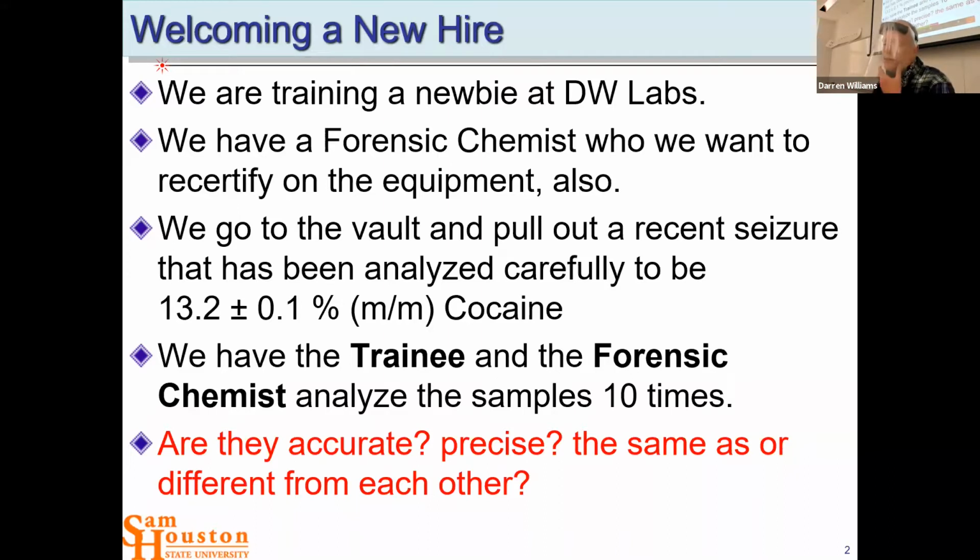Now, we're doing this because we want to know, is each person accurate? Is each person precise? And are they the same as each other or different? So does everybody understand the scenario that we're doing? We're just testing our own lab personnel to see how well they perform on this analysis.